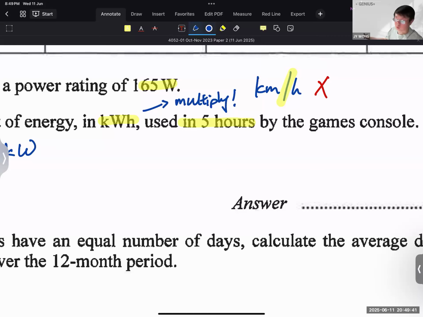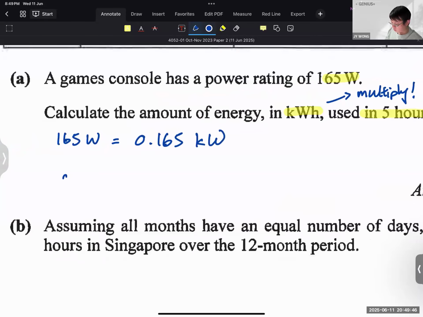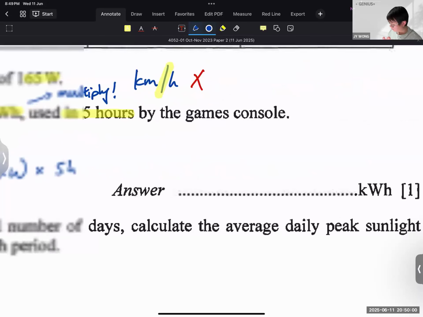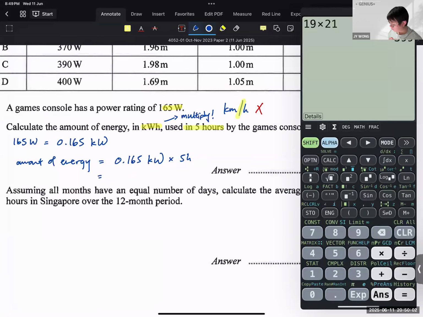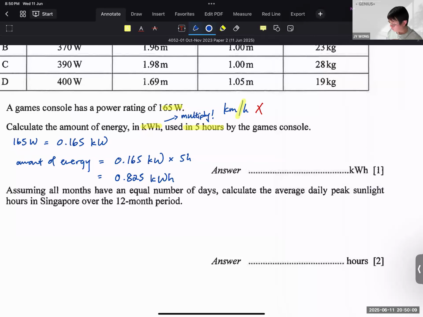That is all the question is asking you to do. So the amount of energy is just equal to 0.165 kilowatt times 5 hours to give you 0.825 kilowatt hours.